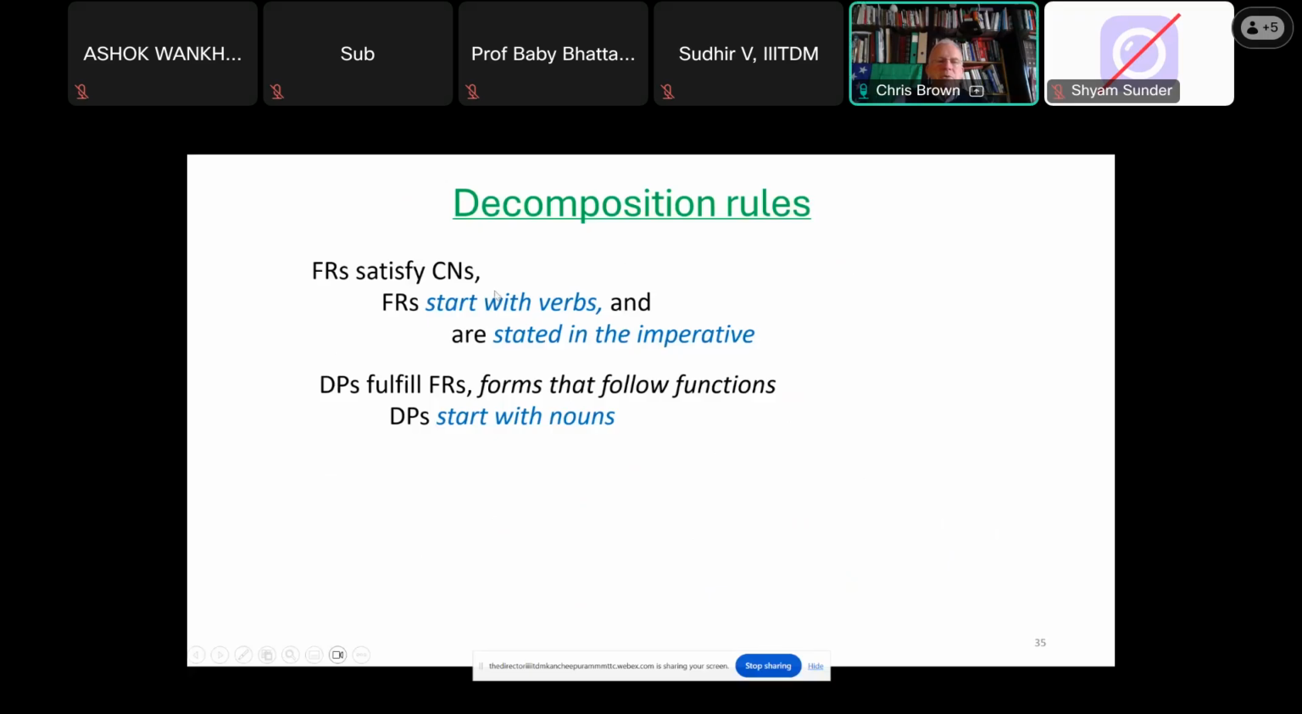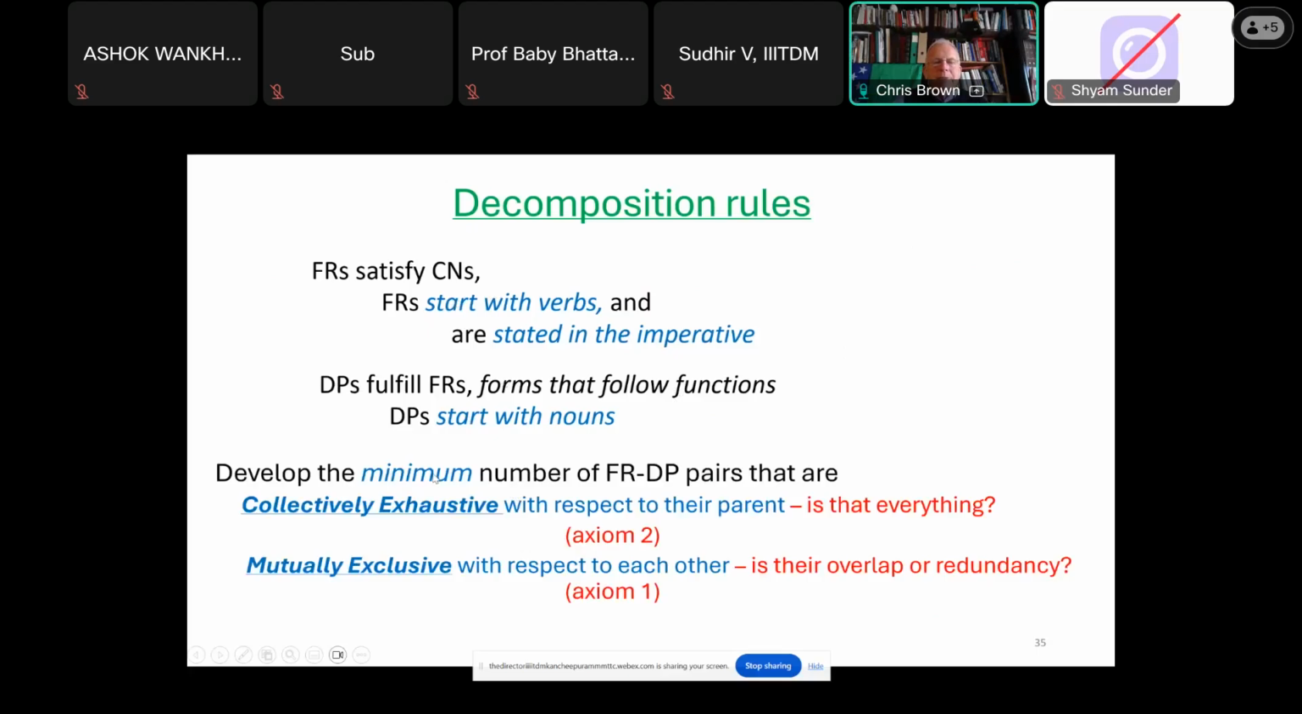So, decomposition rules. FRs are stated in the imperative. They start with verbs. DPs need to fulfill the FRs, and so they start with nouns. We would like the minimum number of FR and DP pairs that are going to satisfy the customer needs. And they must be, as I've said, collectively exhaustive. So this is: did we think of everything?